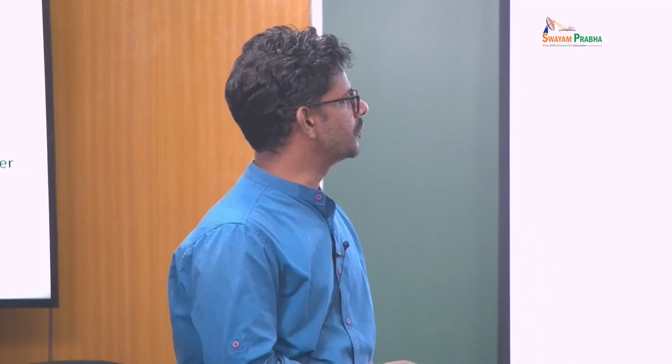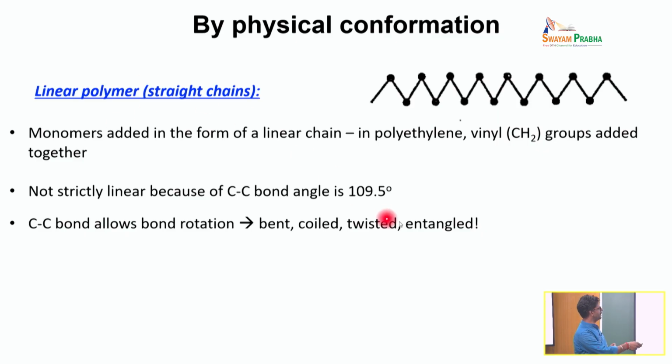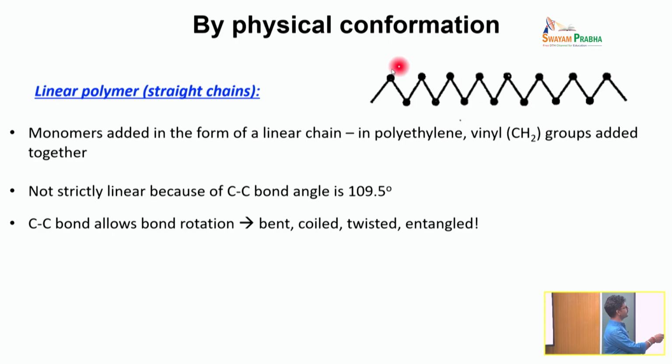So now if I go to each one of them separately, when we say linear polymers, we think about adding monomers along a chain, a growing chain. So we call them straight chain or linear chain polymers. A very simple example is polyethylene. Polyethylene is made by combining vinyl groups, which is the CH2 group, in an additive way. So you will see that the polymer takes this kind of topology. They are not necessarily a straight chain, but it has this kind of zigzag arrangement.